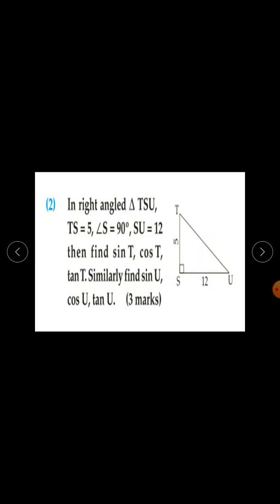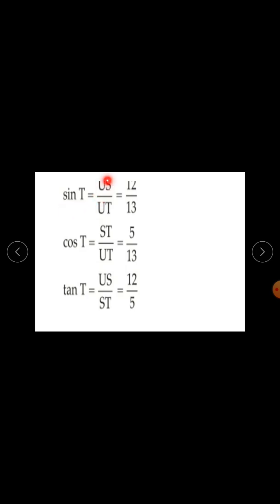So sin T means US upon UT, opposite side upon hypotenuse, equal to US is given 12. So substitute here 12. 12 upon, and UT is 13. So substitute here 13 because UT is 13. So sin T equal to 12 upon 13. Next, cos T. Cosine ratio is the ratio of adjacent side upon hypotenuse, and for this T, adjacent side is ST and hypotenuse is UT. So cos T equal to ST upon UT, but the value of ST is 5. So substitute here 5 and the value of UT is 13. So cos T equal to 5 upon 13.